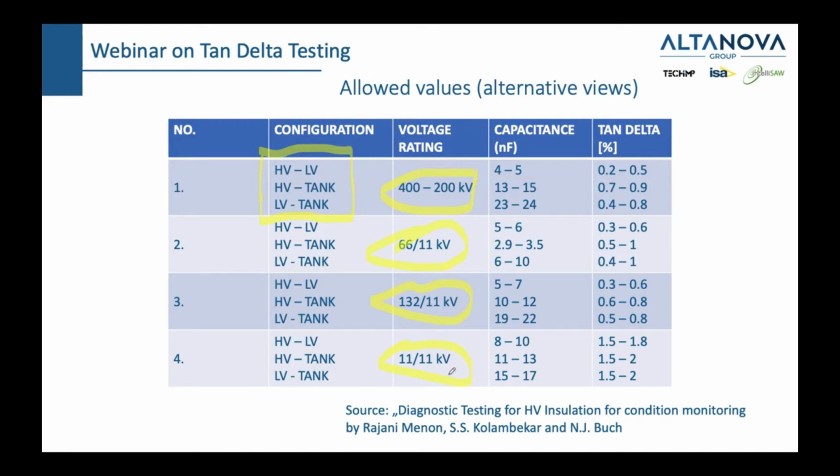In that case, since we don't have very high voltage levels here, the tan delta can also be higher, even up to 2%. But what you need to observe is that high voltage, low voltage is always the one which needs to be the smallest. The tan delta for this insulation needs to be the strongest because this is, let's say, the important one.